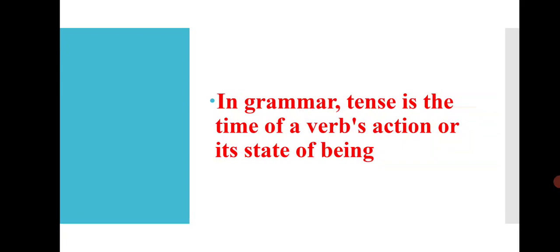So generally, tenses denotes the time of a happening or an action. There may be any happenings or action, and when the action happens, at what time the action happens, this form is referred to in grammar as tenses. So in grammar, tense is the time of a verb's action or it is a state of being. The time of a happening is mentioned as tenses.